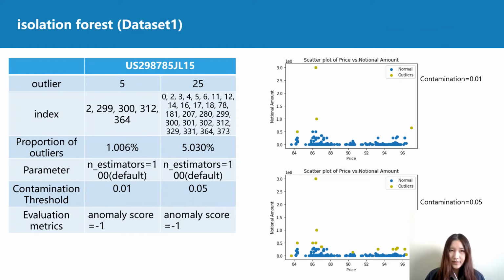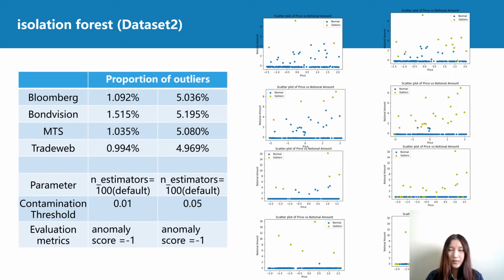For the last method, isolation forest, the contamination thresholds are also set to be 0.01 and 0.05. The scatter plot shows the outliers in each case. By comparing the indexes, the points identified by this method are significantly different from those obtained by the local outlier factor. Instead, it can be seen that some of the same points are identified as in the other two methods. For the last experiments on isolation forest, again it is still the platform BondVision with the most outliers.